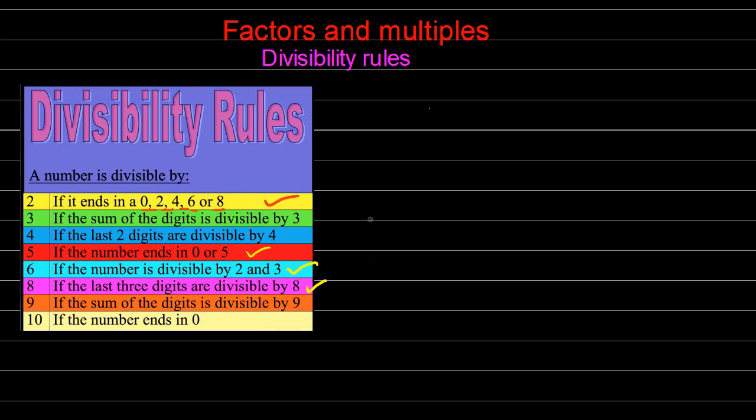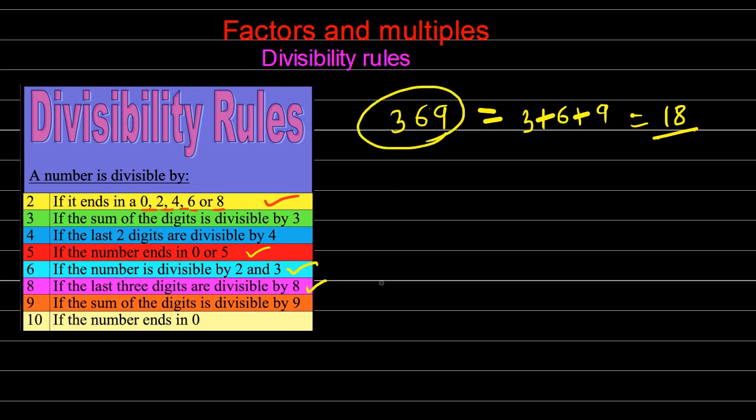Now let's see 9. If the sum of the digits of a number is divisible by 9, then the number is divisible by 9. So it's like 369. You need to add all the digits: 3 plus 6 plus 9. 3 plus 6 is 9, 9 plus 9 is 18, and 18 is divisible by 9, and that's the reason 369 is also divisible by 9.